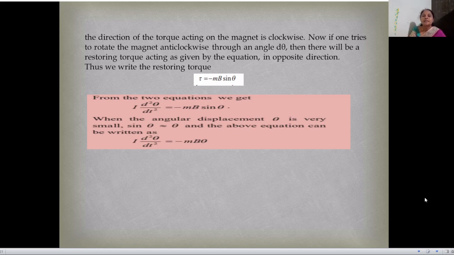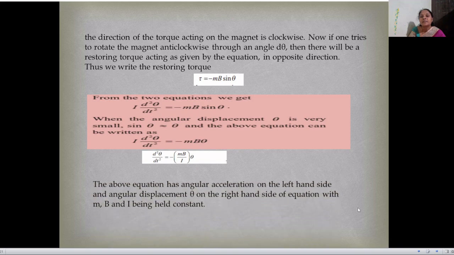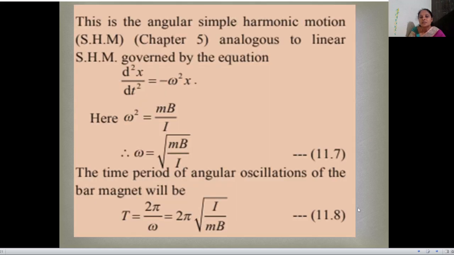we can write as I d²θ/dt² equals minus mBθ, and d²θ/dt² is equal to minus (mB/I) θ. Simplifying this equation, it has an angular acceleration on the left-hand side and angular displacement theta on the right-hand side of the equation, with m, B and I being held constant.